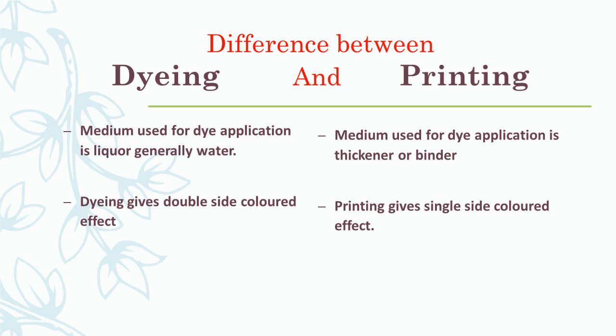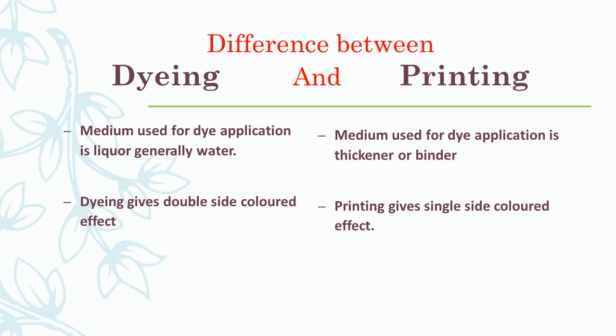Another difference in dyeing and printing is, dyeing generally gives us a double side colored effect. Now you can observe any dyed fabric around you, nearby you. Just observe both the sides. You will find that the same color effect is there on the face side as well as the back side. So whatever colored effect is produced by dyeing, it is two side. Two side same effect you will be observing.